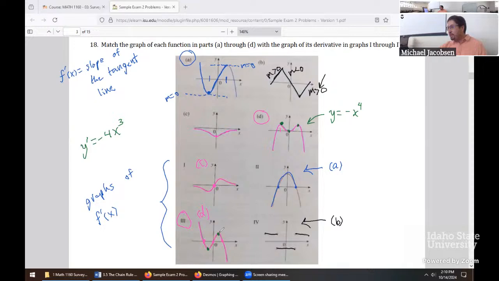It doesn't work for every single graph because, say, part B is a weird graph, not a polynomial. Same with part C. But A and D look like they're honest graphs of polynomial functions. So that observation works for them very well. Other questions about that?